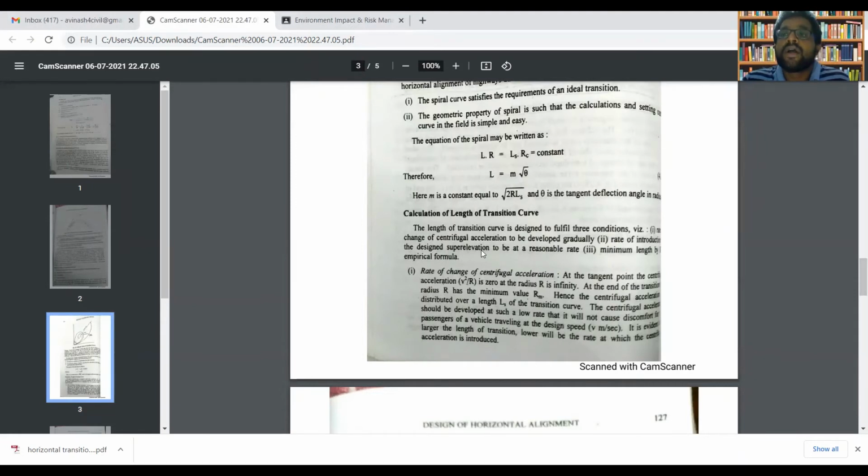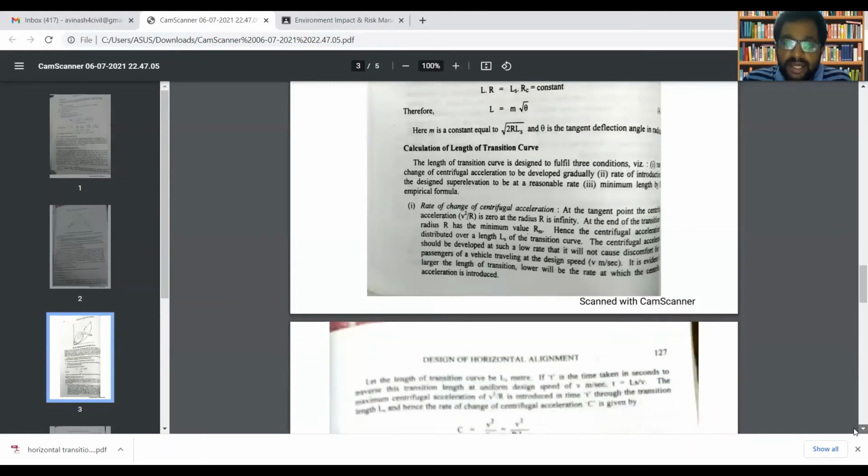So the rate of change of centrifugal acceleration is very important in calculating the length of transition curve, because if the rate of change of centrifugal acceleration is very slow, then there is very little chance of causing discomfort for the passengers if the vehicle is traveling at the design speed. So the larger the length of transition, the lower will be the rate at which centrifugal acceleration is introduced. To make sure that the centrifugal acceleration is introduced at a lower rate, a larger length of the transition curve needs to be provided.